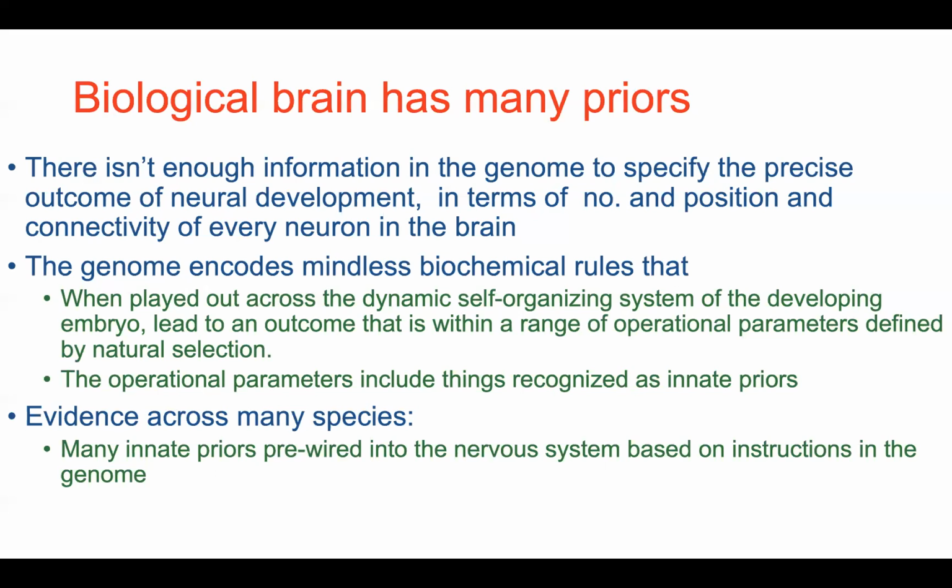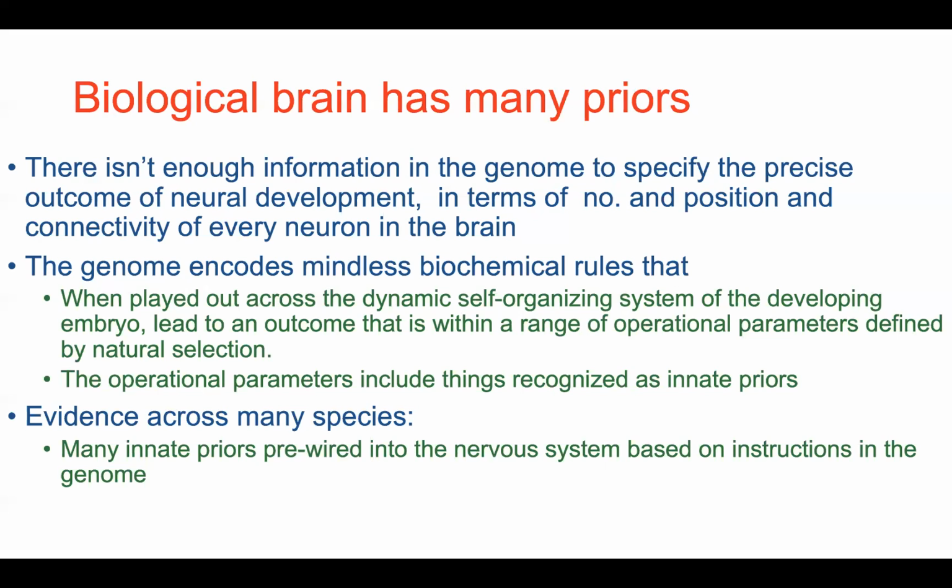So even the idea of the brain, nature versus nurture, we call it. Nature also is something that is encoding, and some of the experience is what goes about giving the final structure. The operational parameters include things recognized as innate priors. And the evidence is across many species, many innate priors pre-wired into the nervous system. So the arguments here are that a human brain is not a neural network that has no knowledge, completely free. It's not. There is a certain innateness to it.